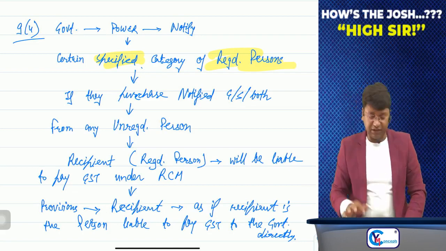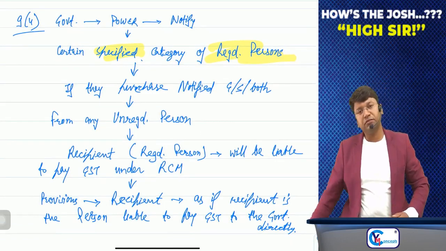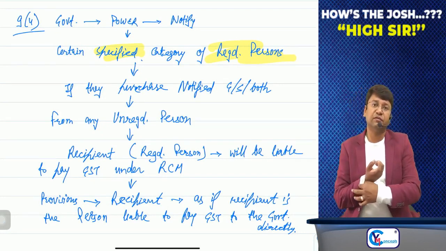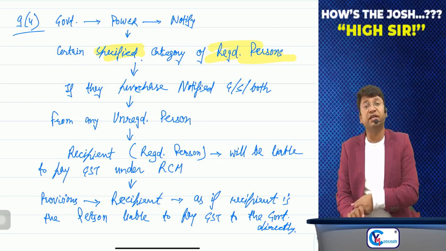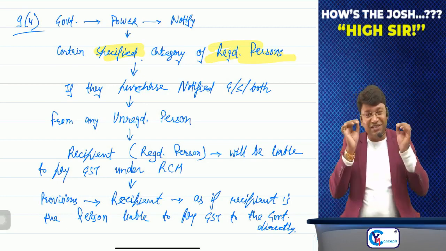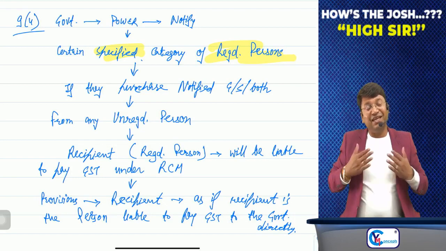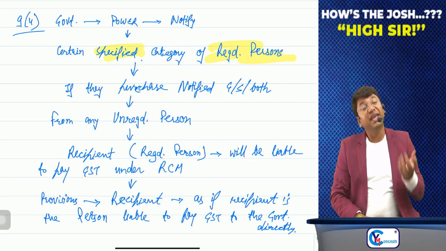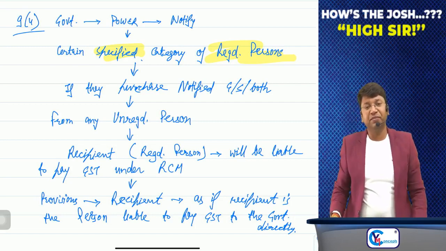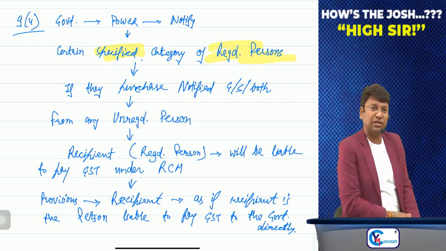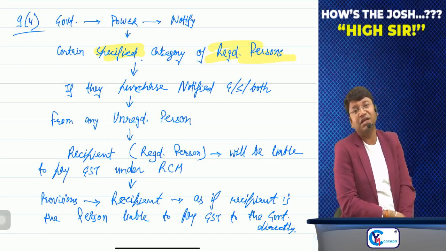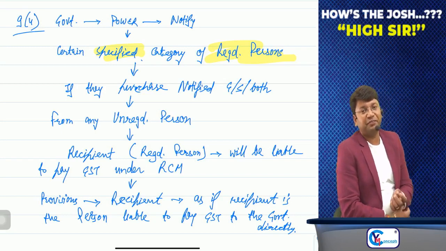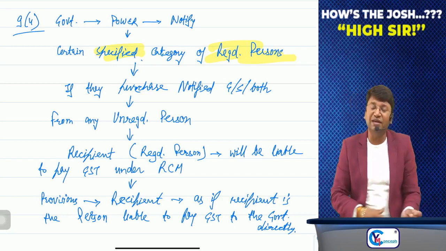Section number 9, subsection 4 says that government has the power to notify certain specified category of registered persons that if they purchase the notified category of goods or service or both from any unregistered person, then in such case the recipient, that is the registered person, will be liable to pay GST to the government directly under reverse charge mechanism, and the recipient who is the registered person will be treated as if he is the person liable to pay GST to the government directly.